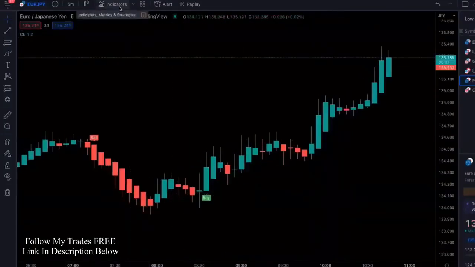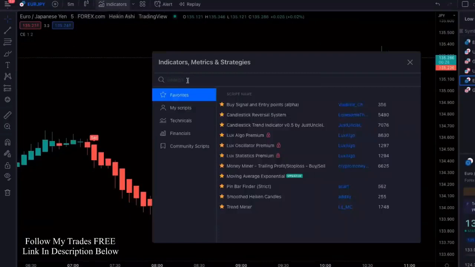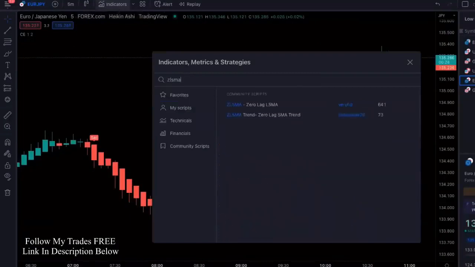Then for confirmation and for entry rules, we need to add another indicator. This is called the ZLSMA, the zero lag SMA. This is the one by Veryfid. We're going to add this one.